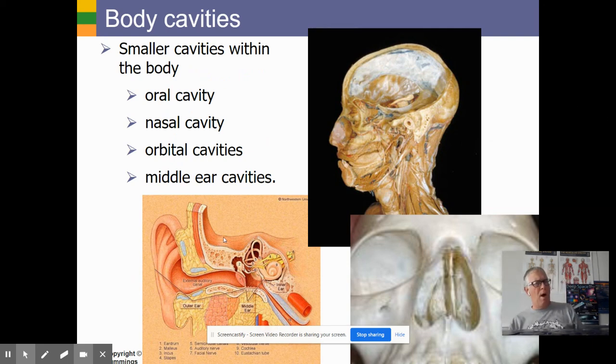There are other smaller cavities in the human body. You might have heard about the nasal cavity. If you've had sinus infections, that's an infection of your nasal cavities. Your orbital cavities hold your eyes. The middle ear cavities hold different organs and bones that help you hear. Of course, your oral cavity is where you throw in that pizza.